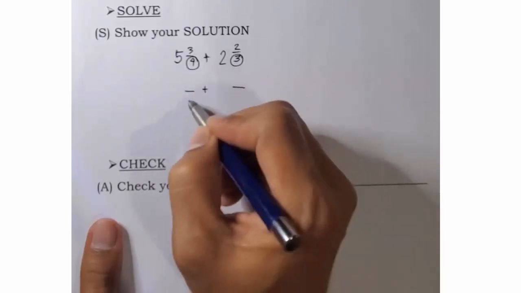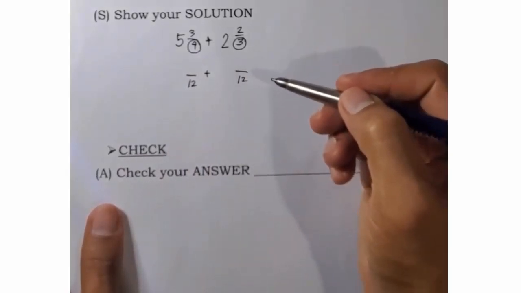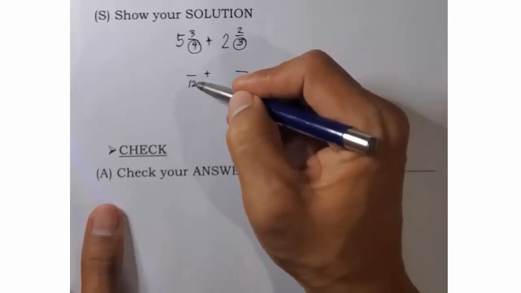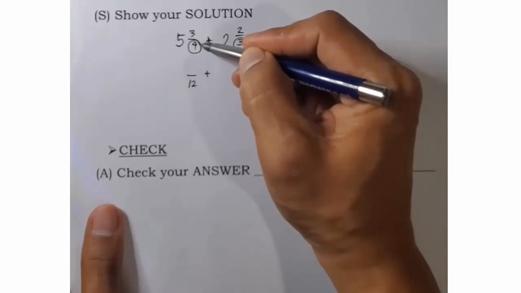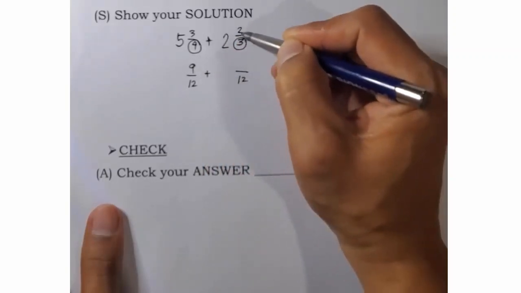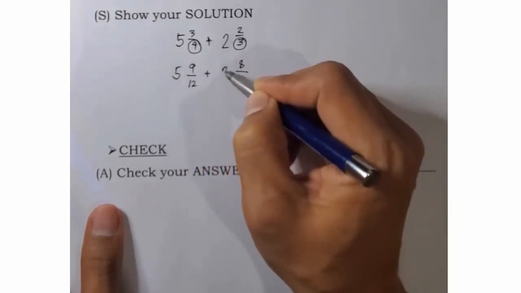So 3 and 4 will meet at 12. Of course, the first number where 4 and 3, or the multiples of 3 and 4, meet is 12. So their LCD is 12. So now we have to look for their new numerator. So 12 divided by 4 is equal to 3 times 3, that will give us 9. 12 divided by 3 is 4 times 2, that is equal to 8. Then copy their whole numbers.